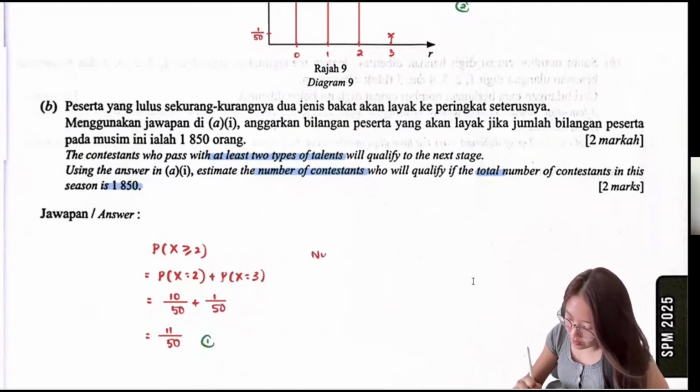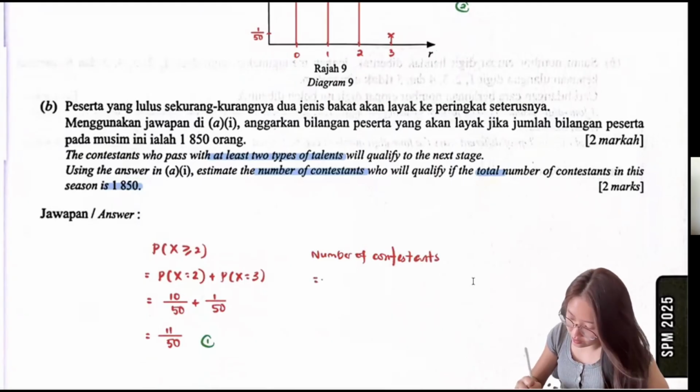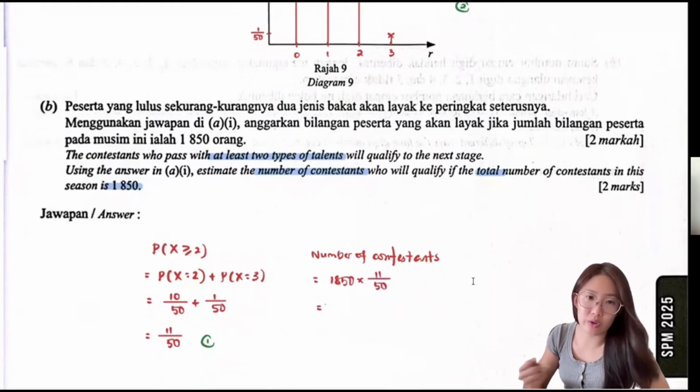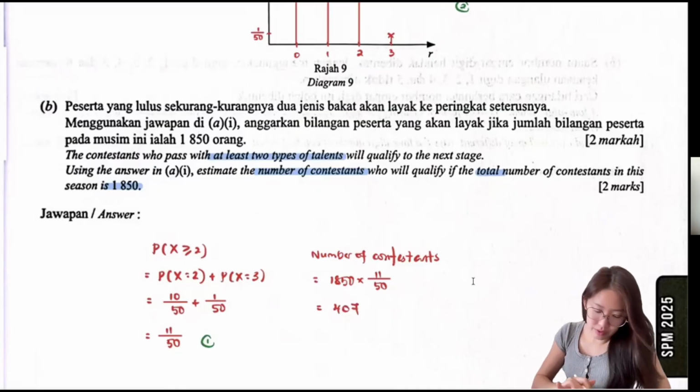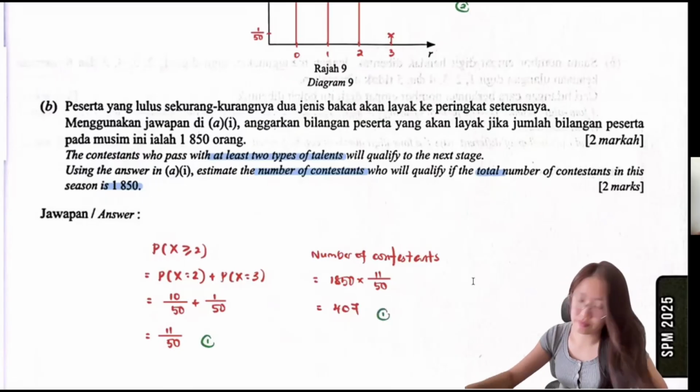Okay, then you have to estimate the number of contestants. You take the total number, multiply with the probability. This is the estimated number by theory. 407. Yep, correct. So 2 marks in total.